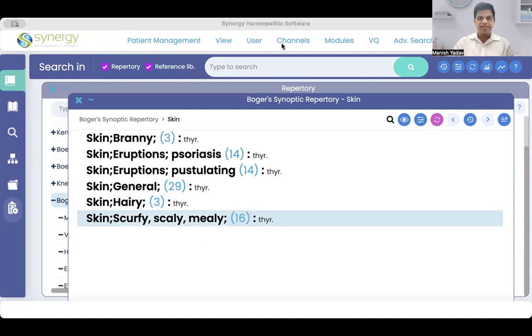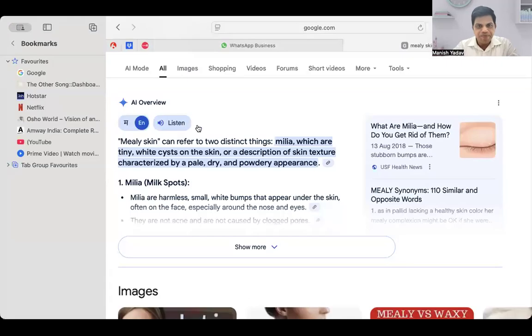What is mealy? Let us understand this. Let me show you. I hope you can see my screen. I'm just showing you the skin of mealy. What is the meaning of mealy skin? Tiny white cysts on the skin. I don't know if this is shared or not, I'll share it again. Mealy: a description of skin texture, pale, powdery appearance.